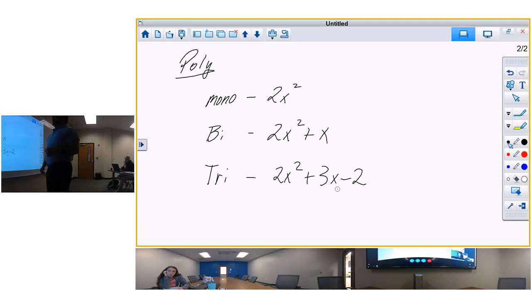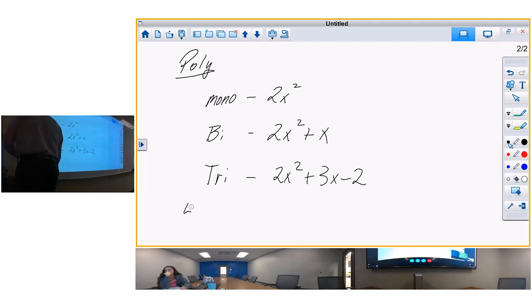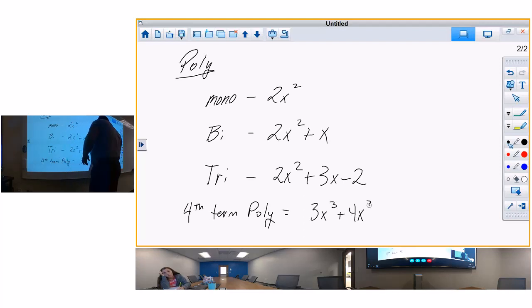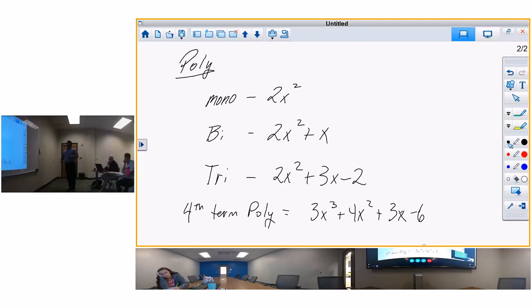A fourth term polynomial is 3x to the third plus 4x squared plus 3x minus 6. Now, after you have been introduced to polynomials, you need to learn how to add, subtract, multiply, and divide them. And that's where everything gets kind of crazy.